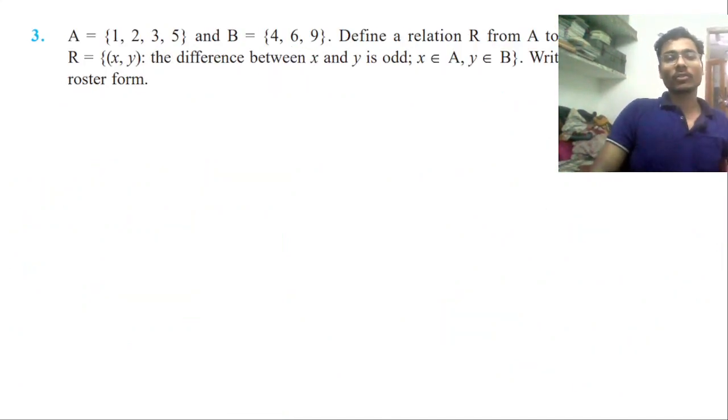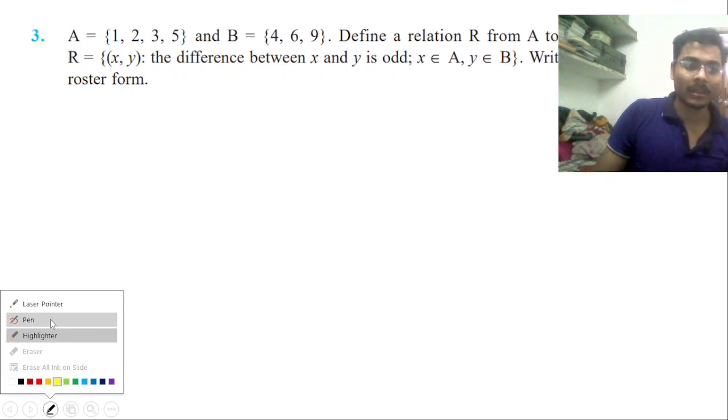Coming to our third question in this exercise, they are giving us two sets A and B, and they are saying define a relation R from A to B such that the difference between x and y is odd, x belongs to A and y belongs to B.